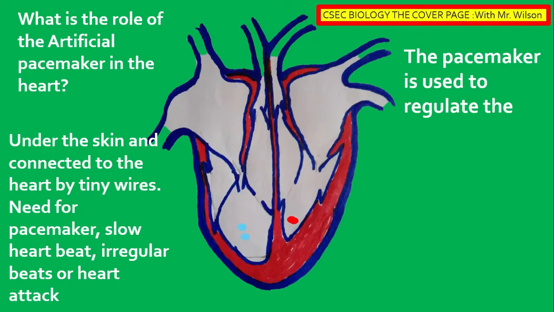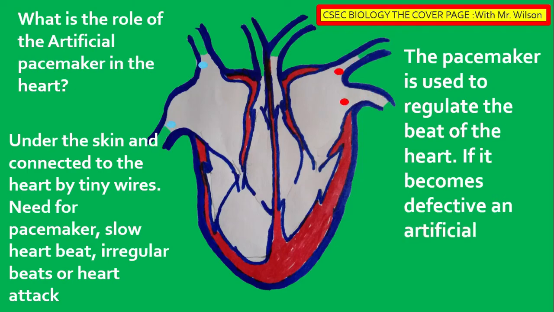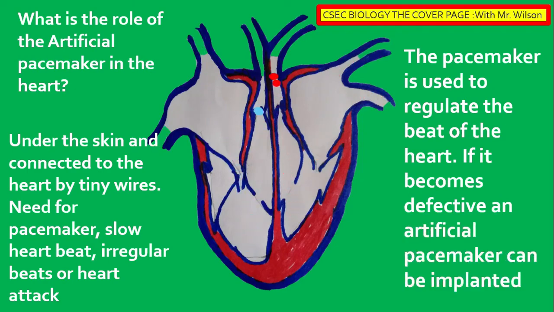What is the role of an artificial pacemaker in the heart? Now, the artificial pacemaker is used to regulate the beat of the heart if it becomes defective. It can be implanted, and it is usually implanted under the skin and connected to the heart by tiny wires. Now, why would we need an artificial pacemaker? It suggests that something is wrong with the heart. If the heartbeat is slow, and not just regular slow, but irregular slow, or if a person suffers from what is called a heart attack, then there will be a need for a pacemaker.